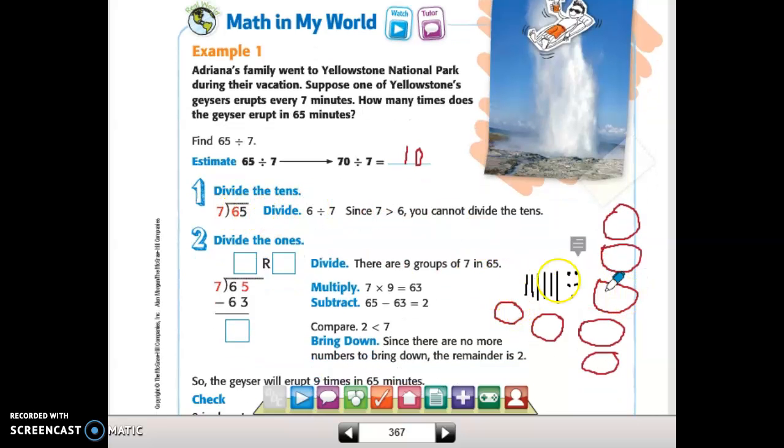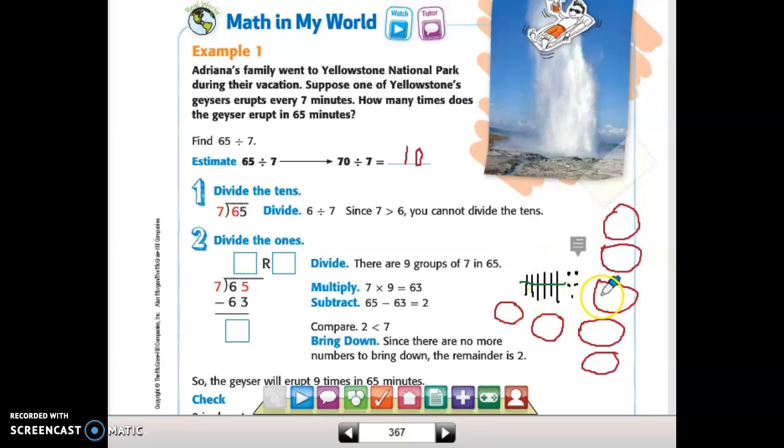So I did 65 as tens and ones, or dimes and pennies if you like. 10, 20, 30, 40, 50, 60, 61, 62, 63, 64, 65. And it says here 6 divided by 7. Since 7 is greater than 6, you cannot divide the tens. So what that means is I've got more groups here than I've got tens. Okay, so I can't put one stick in each group, which basically means if I were to do this problem with the model, I would basically need to cross all of these out and draw 61s.